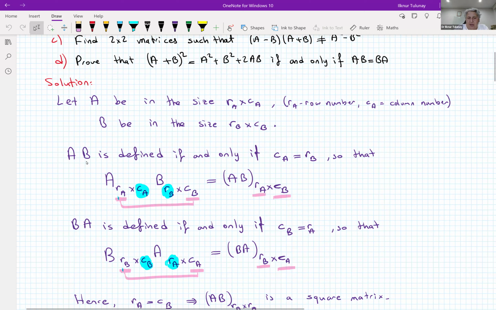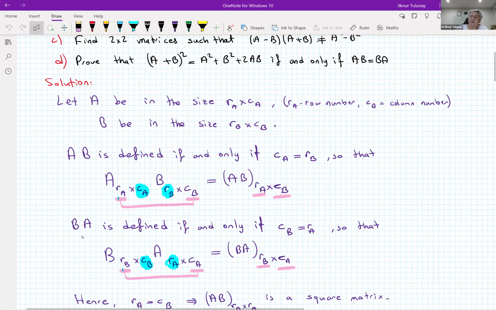So in order to be able to multiply them, CA has to be equal to the number of rows in the second matrix, RB. If that is the case, the product matrix will be of size RA times CB. The number of rows of AB is exactly the number of rows of A, and the number of columns of AB is exactly the number of columns of B.